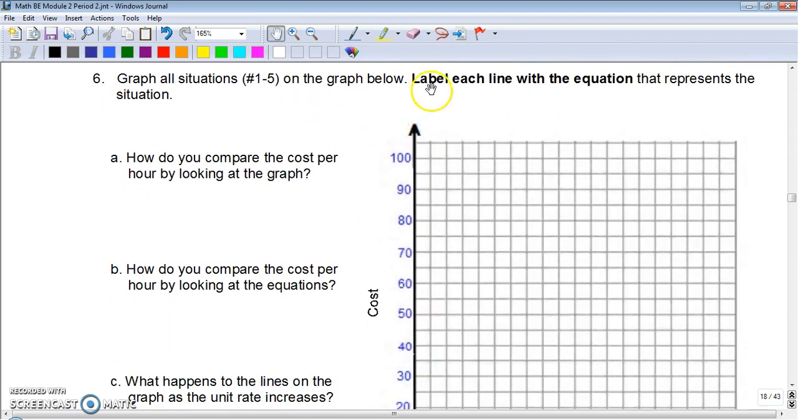And then number 6, I'm going to make a second video where I show you graphing these as well as answering these questions.